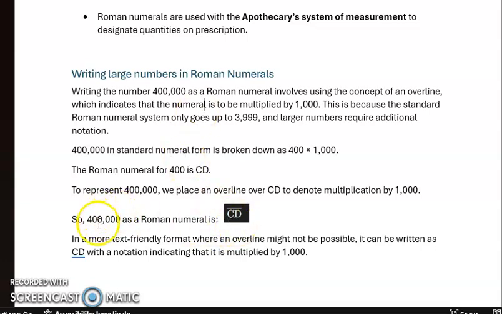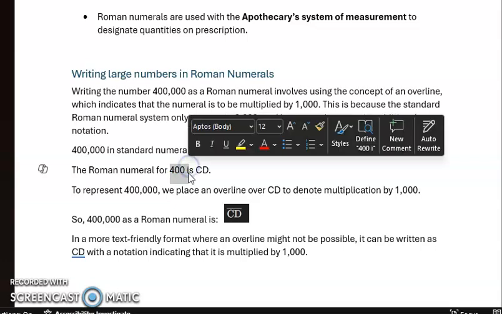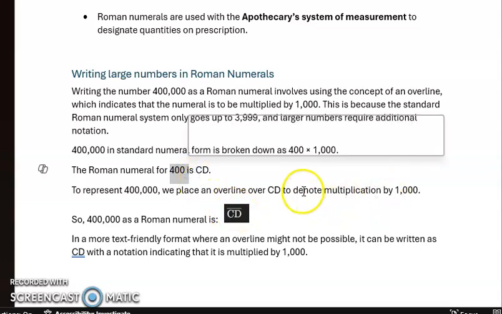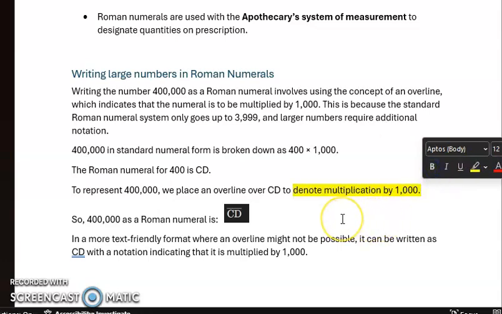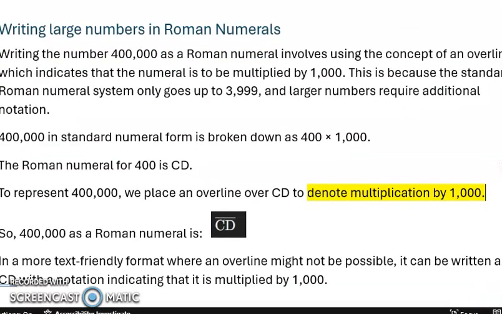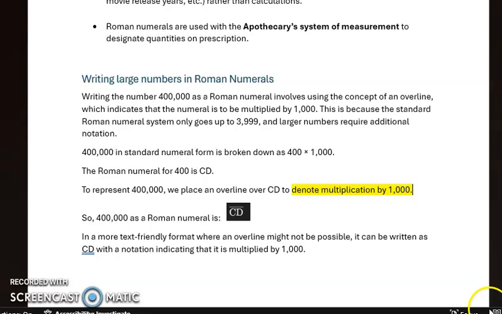And so what they use, for example, for 400,000, they put a bar above 400 to show that you're multiplying by 1,000 to give you 400,000. And I thought that was really interesting because in doing the lecture notes and putting the research together for you, this is not something that we normally see in pharmacy practice, but it's important for you to appreciate.